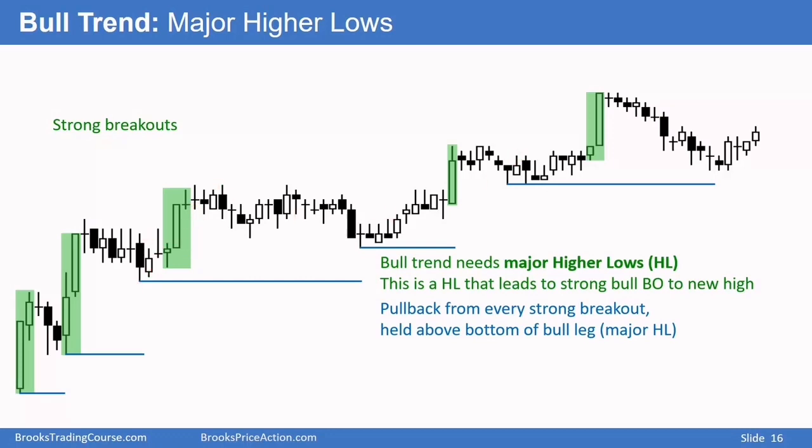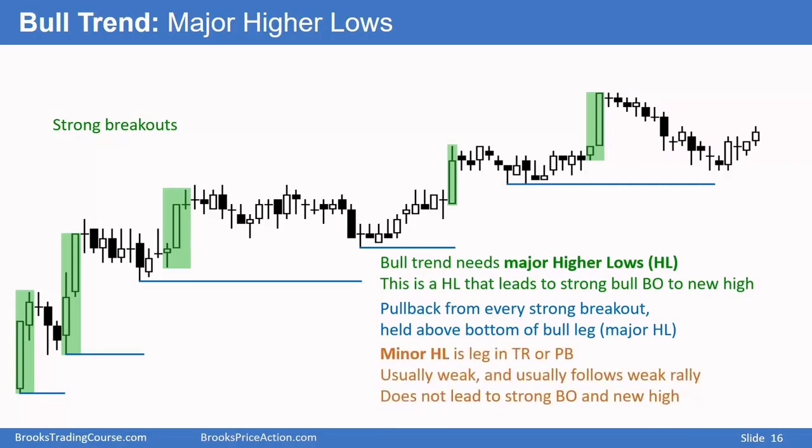And if it falls below a major higher low, bulls will start getting stopped out, and the bull trend probably has evolved into a trading range, possibly into a bear trend. So you want the pullbacks to stay above major higher lows. Minor higher lows, as I said, these are all minor. They do not lead to strong bull breakouts. And they're usually legs in trading ranges.